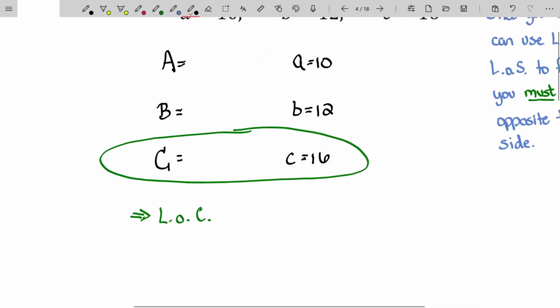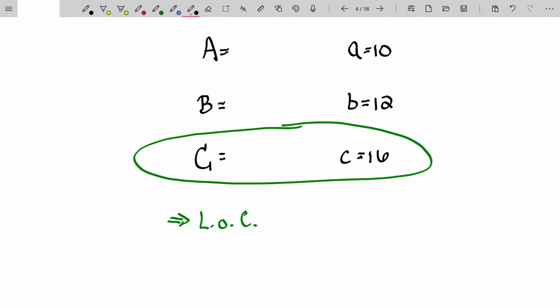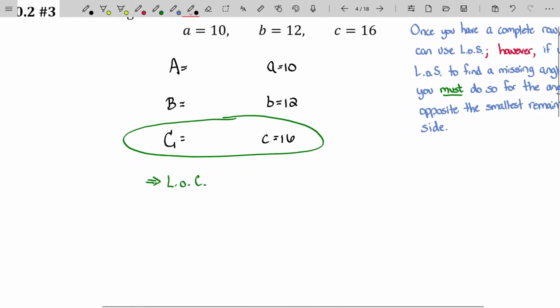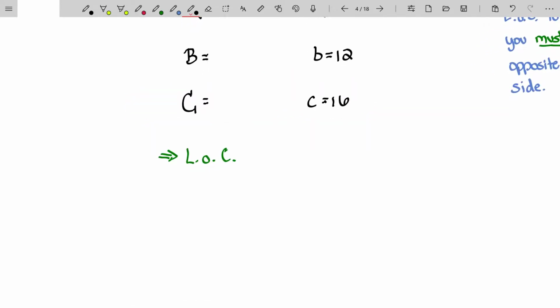However, if you use law of cosines to find the first missing angle, in other words, if you have been given all three sides and you don't have a full row there, to find the first of the missing three angles, you could use law of cosines intelligently to find the largest such angle. And therefore, those remaining two angles are both going to be acute. And so, just in case you forget my advice over here, you don't run the risk of having the ambiguous case. All right, that's a lot of wording. Sorry about that. So here we go.